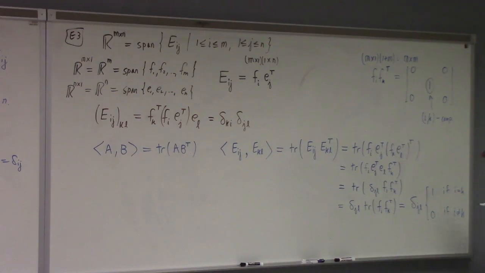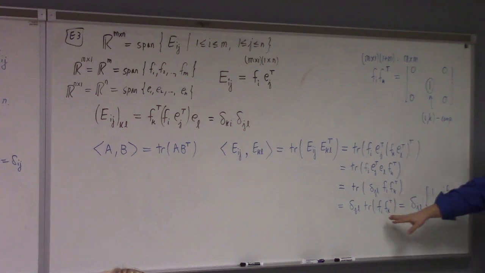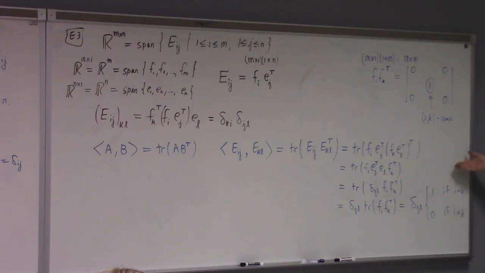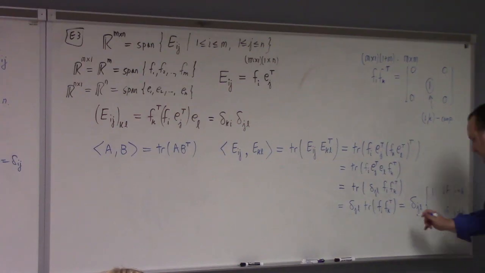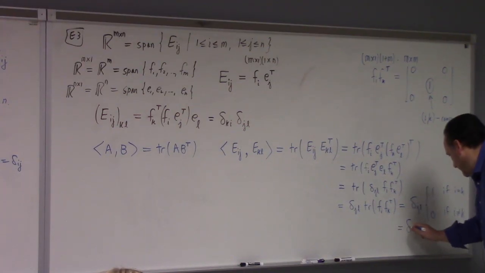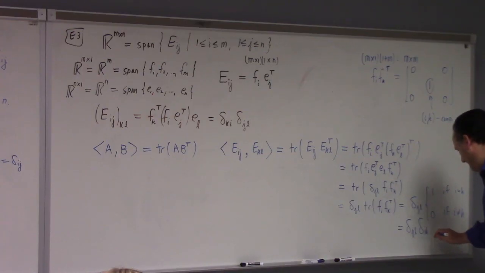The trace adds up the diagonals, right? So the only way that there's a 1 on the diagonal is if I is equal to k. Otherwise, the trace is 0. So that's what the trace of this matrix is. It's that. But what is that? Well, that's Kronecker IK, isn't it? So what we have is Kronecker delta JL, Kronecker delta IK.